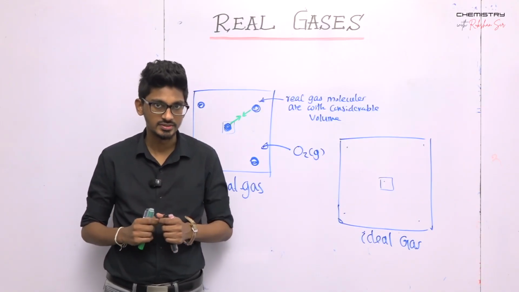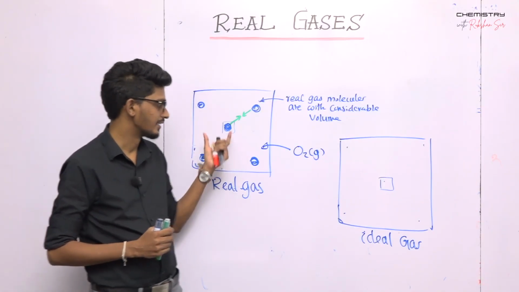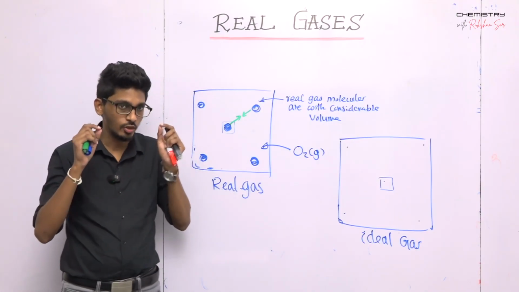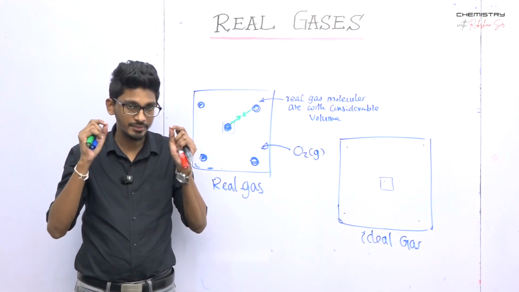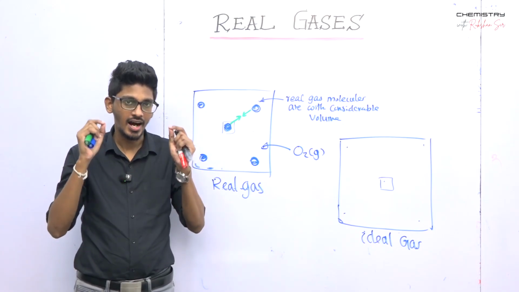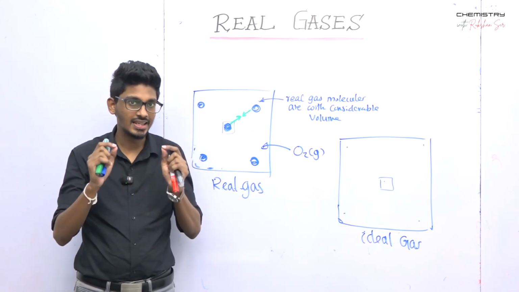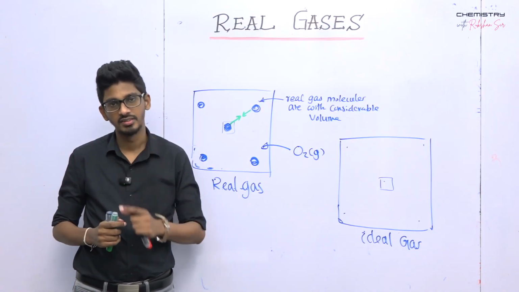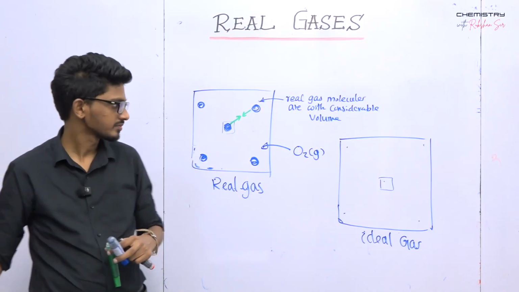Let's discuss that thing, right? Even though real gases deviate from ideal behavior, at low pressures and high temperatures, yes, they will behave ideally. Real gases tend to behave ideally. Let's discuss why that is.